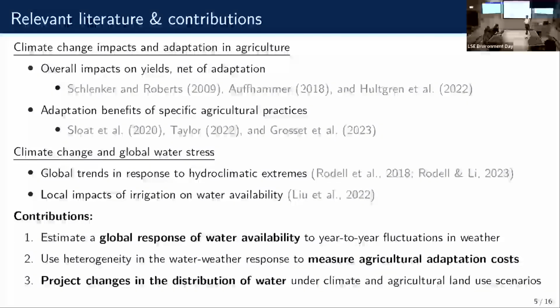And secondly, we're going to use heterogeneity in the weather response based on what we know about cropped area and what we know about irrigation intensity to think about what the agricultural adaptation costs of this additional use of groundwater would be. And then third, we're going to project these impacts into the future using our response functions, and think about what the distribution of water is under different climate and agricultural land use scenarios. Today, I'm going to show you something on 1 and 2, but 3 is not yet ready today.